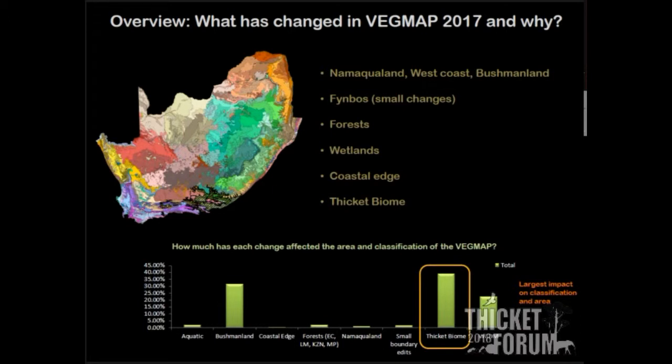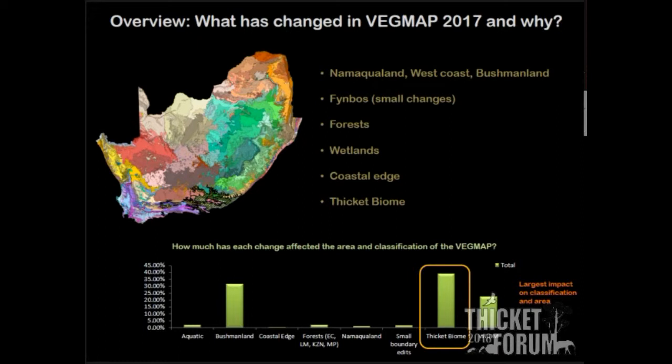Then lastly, we have the thicket biome changes, and it was quite a fun and interesting job because the thicket biome is not something that I'm necessarily familiar with, and so I learned a lot. But Adriaan's going to tell you a lot more about the details. But just to note, at the graph at the bottom, it was one of our biggest changes in the map by area and it was also one of the biggest impacts on the classification system for the VegMap.